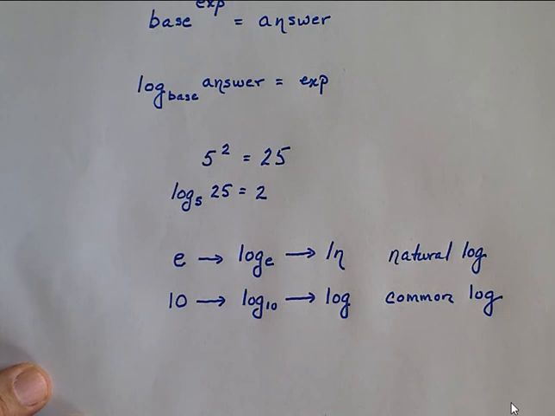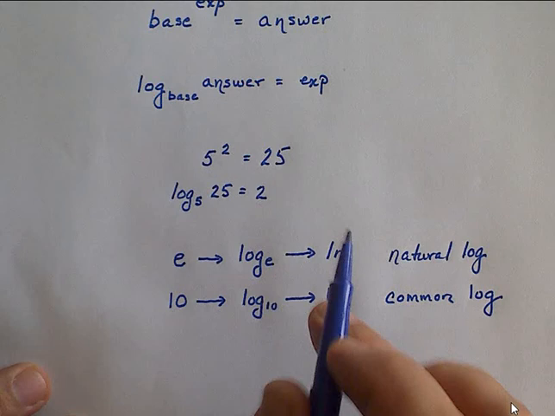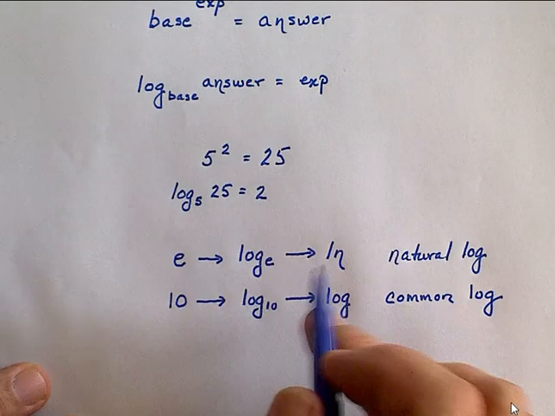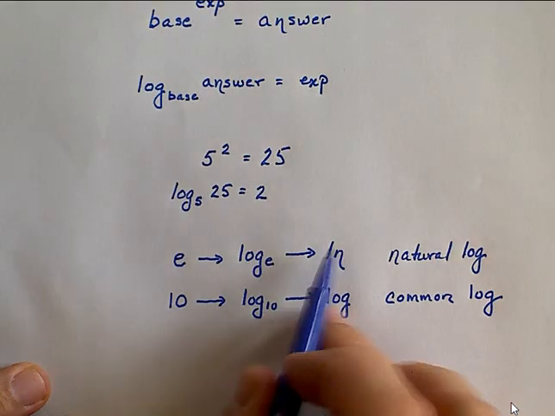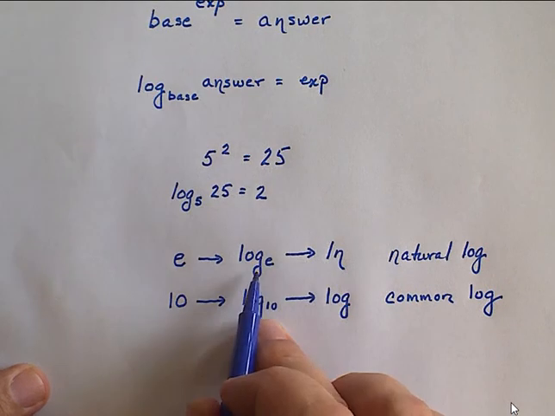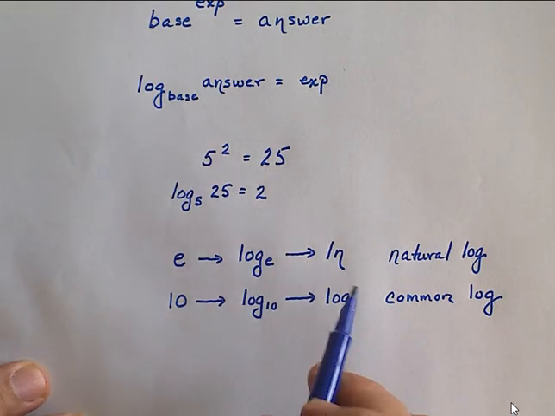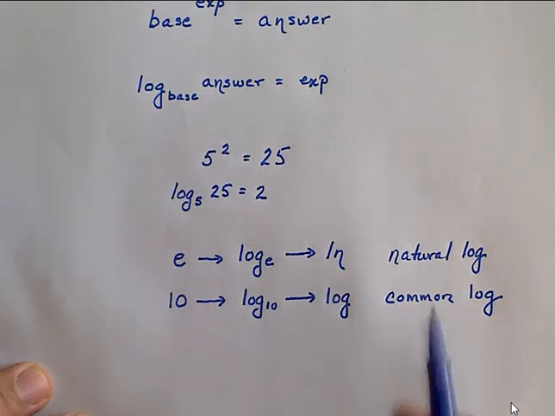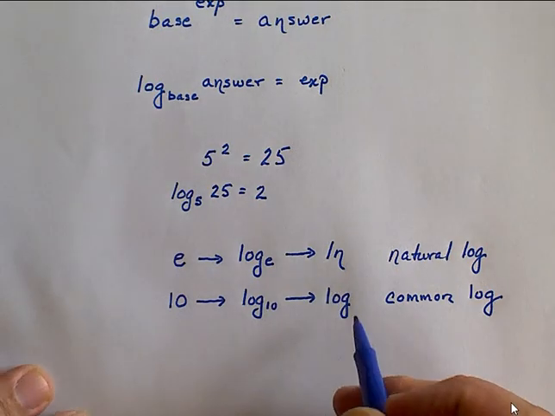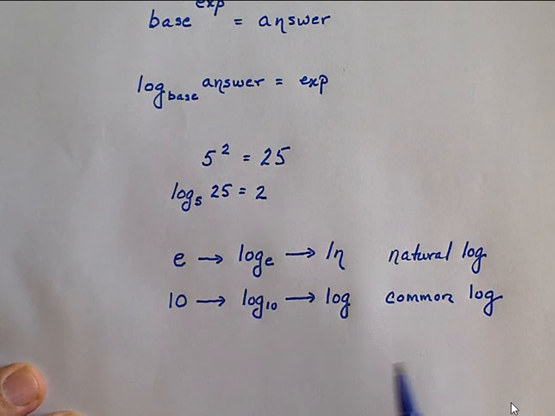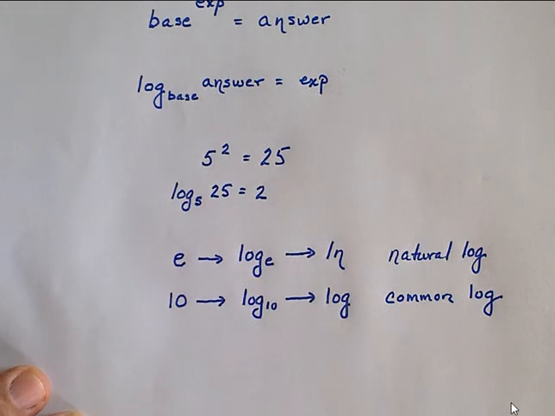Okay, now if they give you one form, we can change it back. So if they give you log base e, or give you natural log, we can write that as log base e. If you have log without a number, it's log base 10. You can fill the 10 back in.